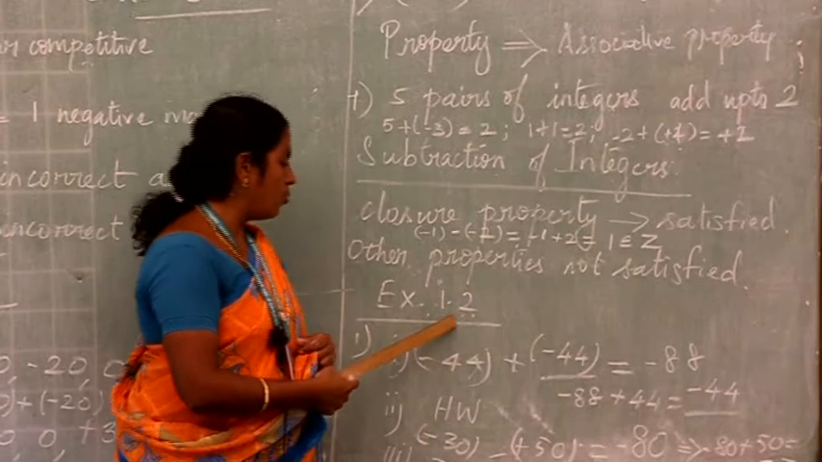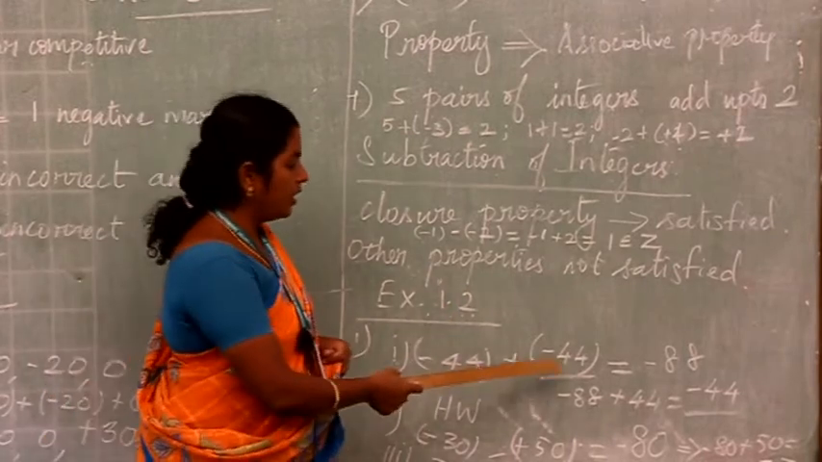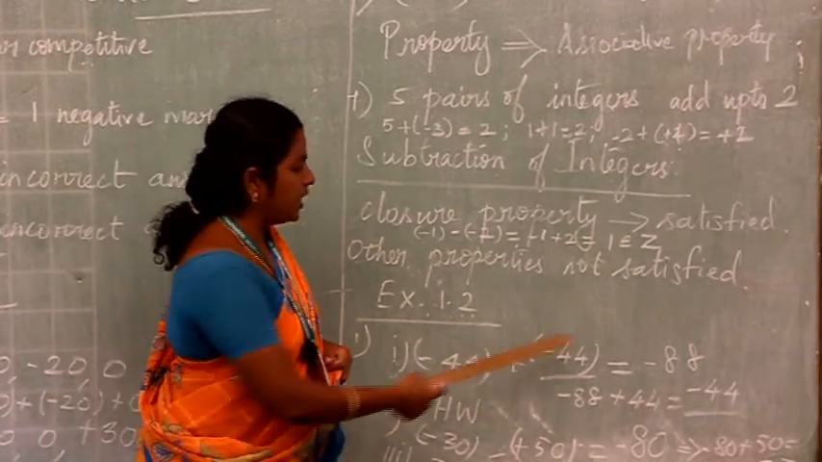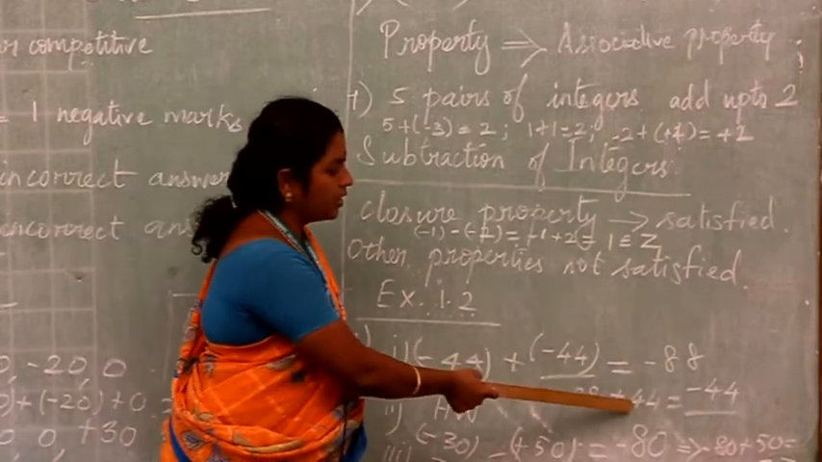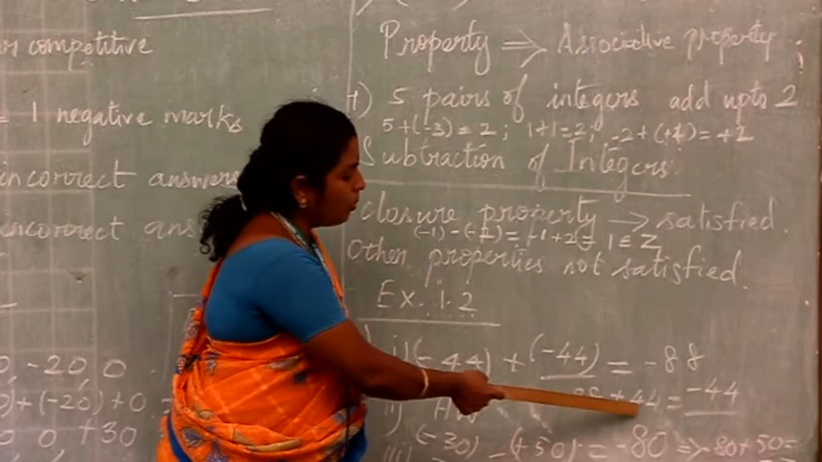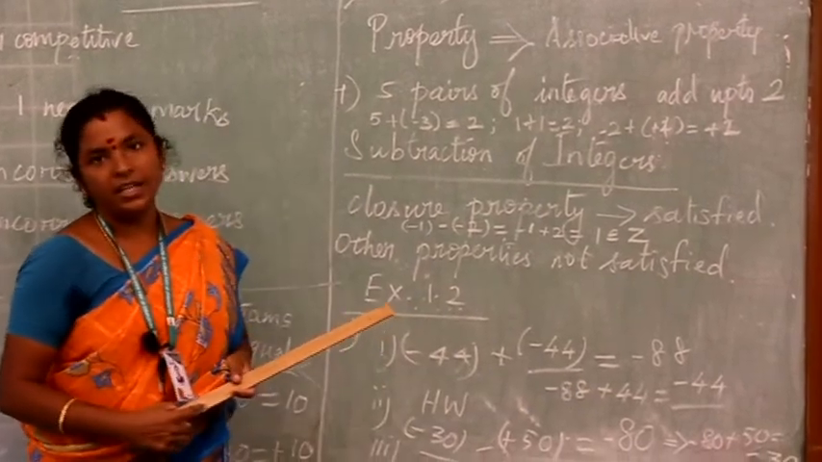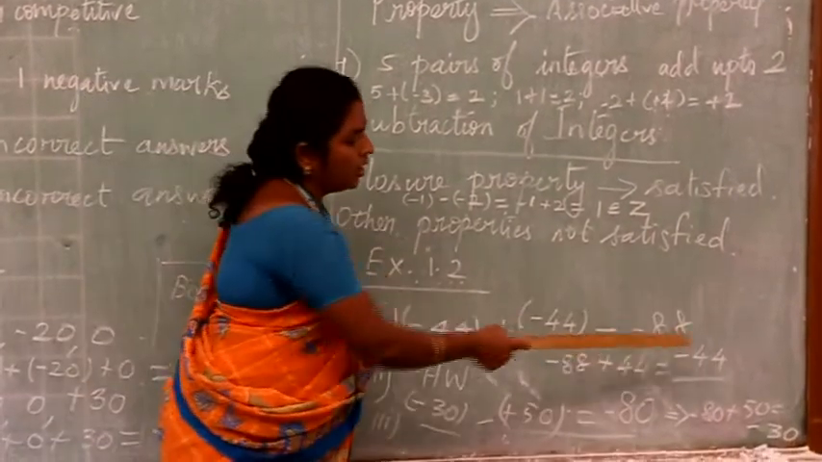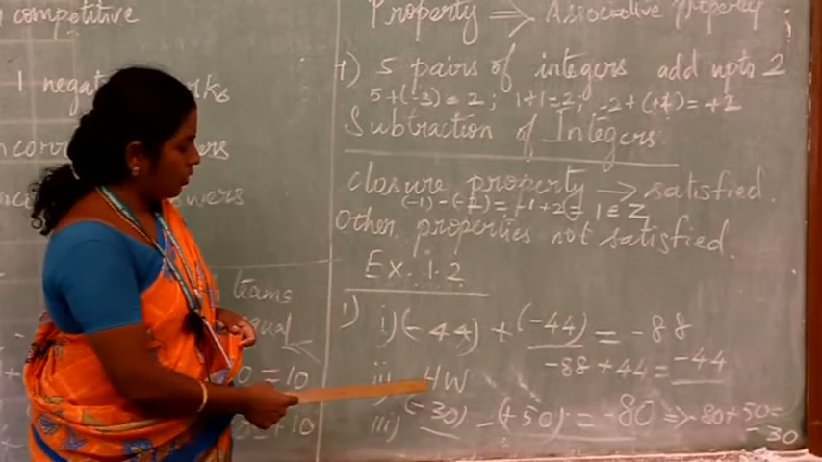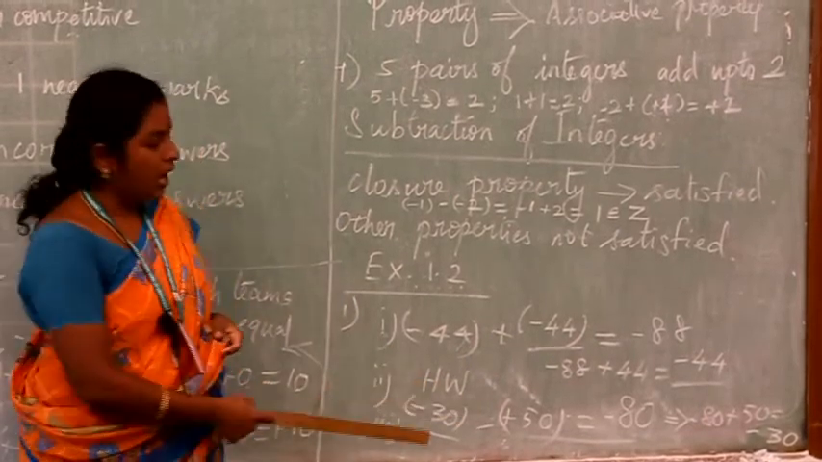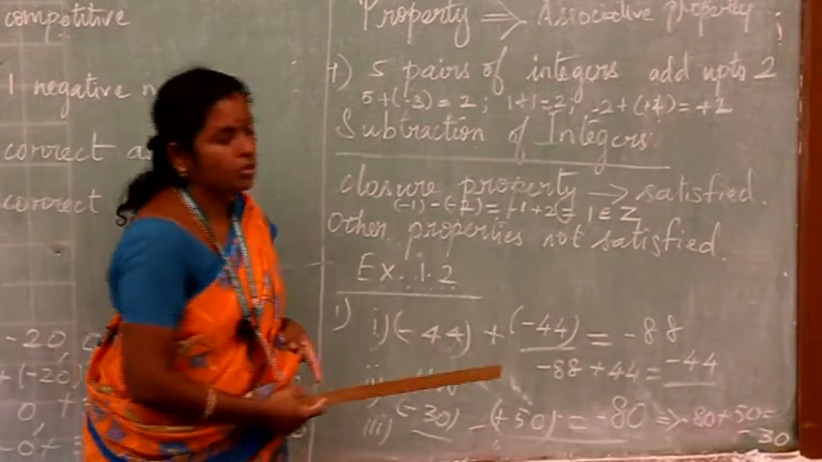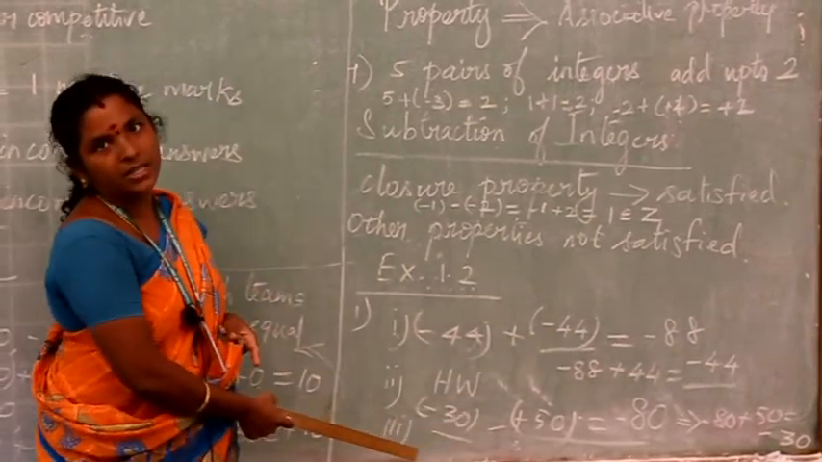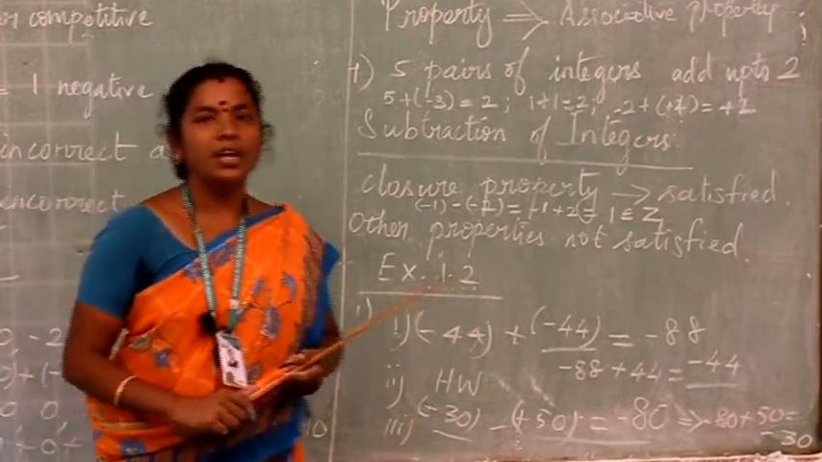Exercise 1.2, the first question: the negative sign always goes to the other side as positive. This minus 88, bringing this minus 44 to the other side, it gets a plus sign. So opposite signs, you have to subtract and give the greater number's sign. Similarly you got the answer minus 44. The second question is your homework, and for the third question similarly, you have a negative sign going to the other side as positive, and you are getting the answer minus 30 there. True or false, you try it by yourself.